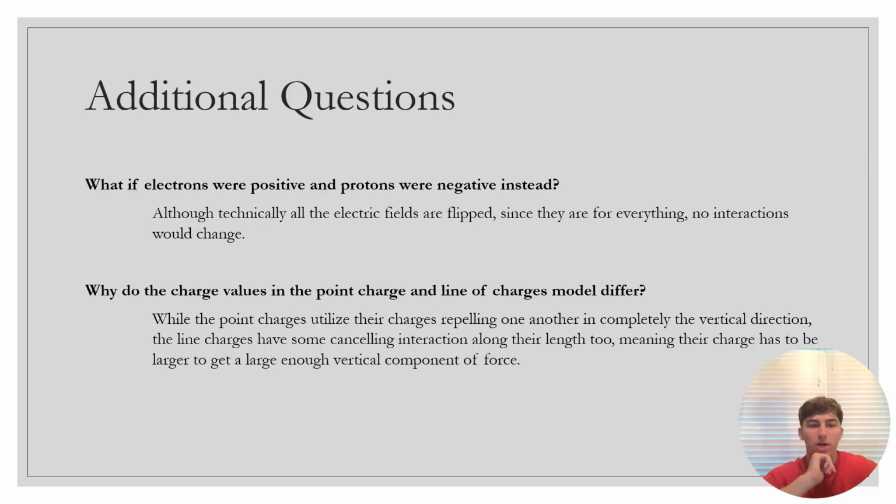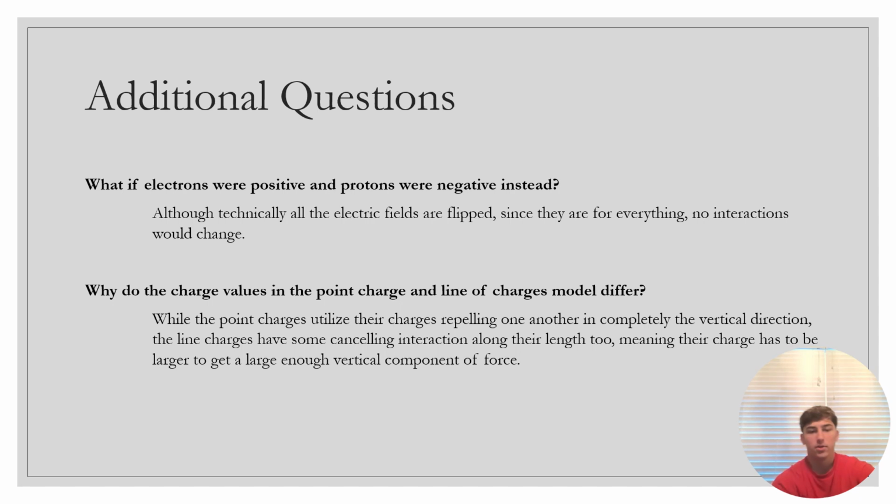So for some additional questions, what would happen if electrons were positive and protons were negative instead? So although this seems like our electric fields would all be flipping and it might mess stuff up, there would actually be no change in interactions. Since the stuff that was similarly charged would stay similarly charged, they would still repel one another, and the things that were oppositely charged would still be oppositely charged, meaning they would still attract one another.